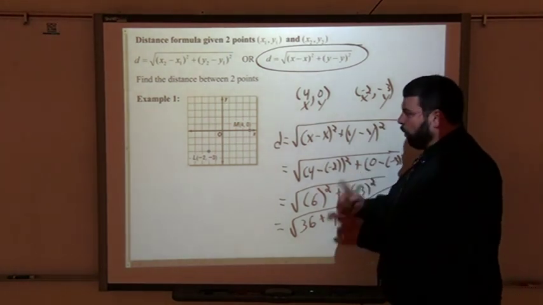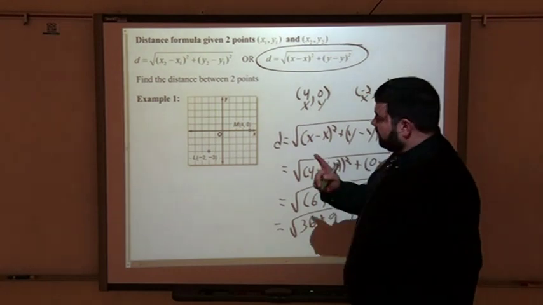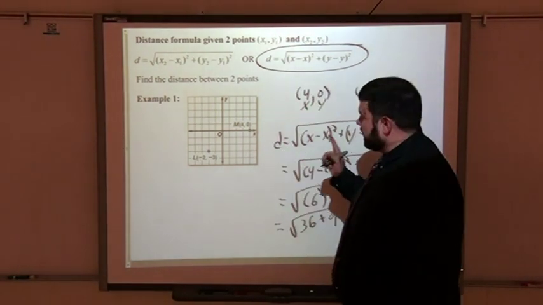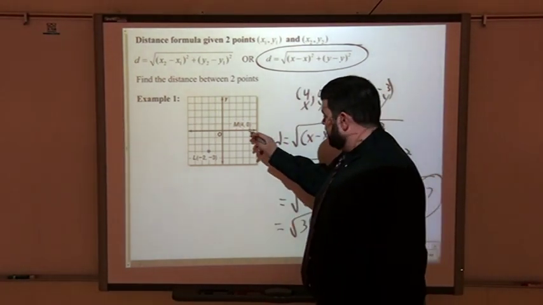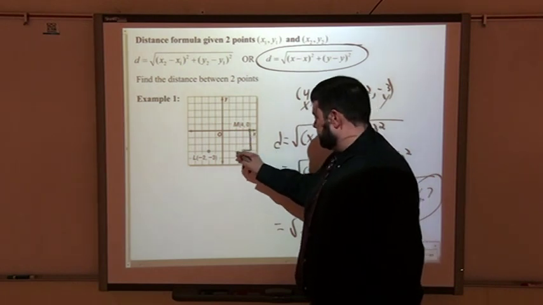Now, one more time quickly. If they're nice like this and they give it to you in a coordinate plane, there's another way that you can do it.